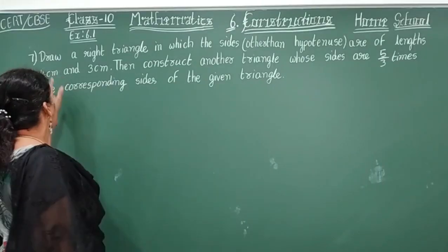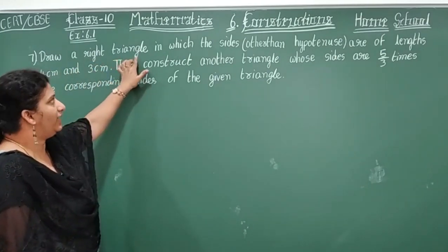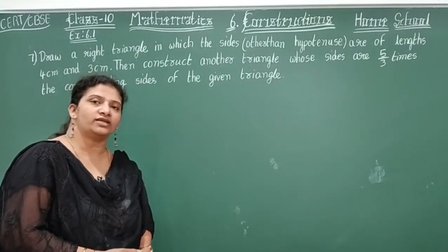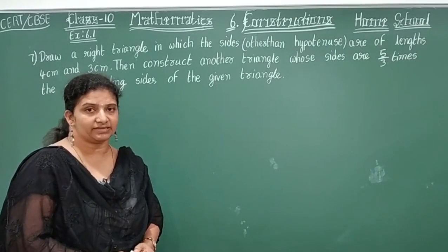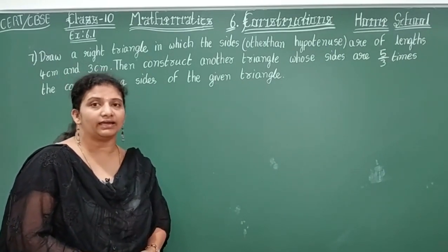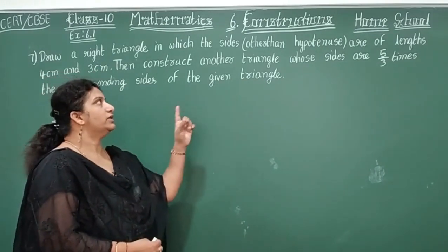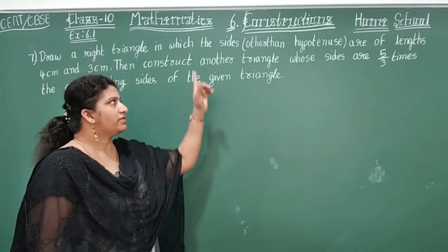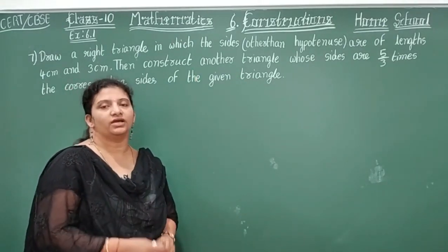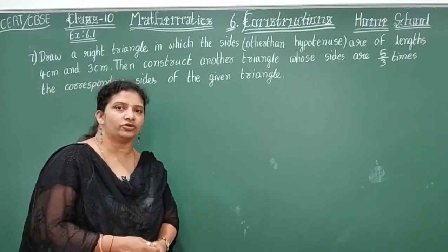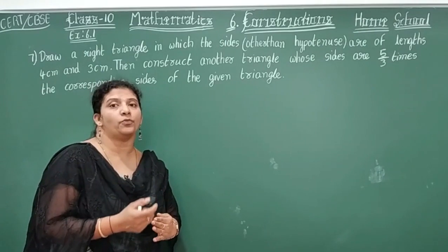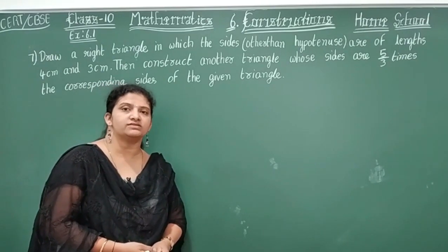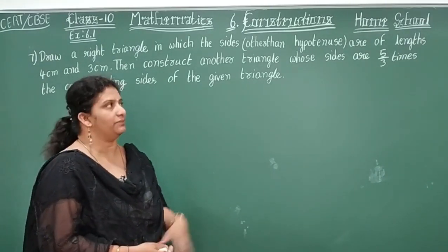7th problem here. Draw a right triangle in which the sides other than the hypotenuse are given. Children, what is a right triangle? One angle is 90 degrees. A right triangle is nothing but a right angled triangle. Here, the sides are of the lengths given. Which sides are they expressing here? They said other than the hypotenuse. In a right angled triangle, which side do we call the hypotenuse? The side which is opposite to the right angle, that side we call the hypotenuse. The hypotenuse is the longest side in that triangle.